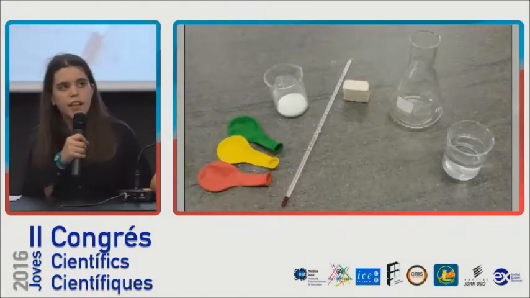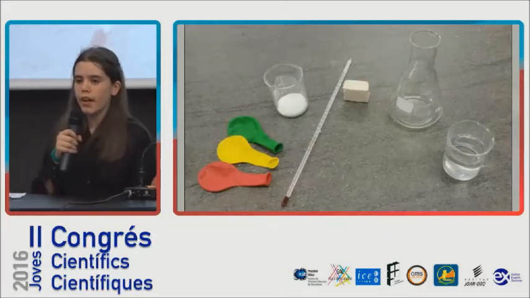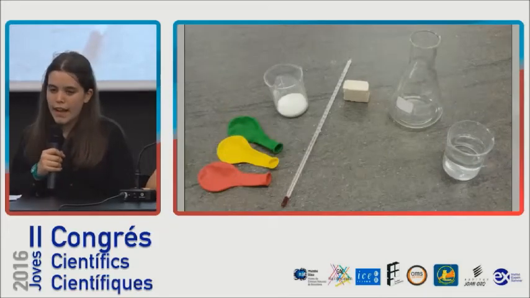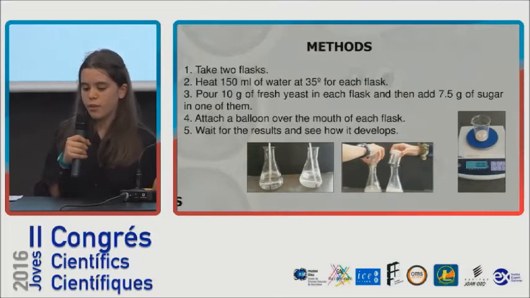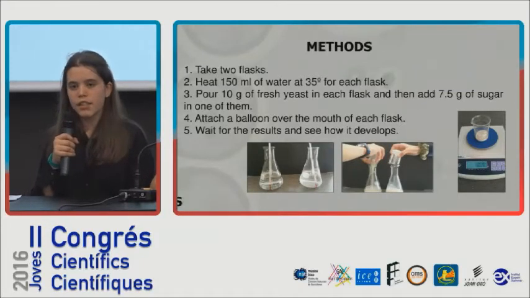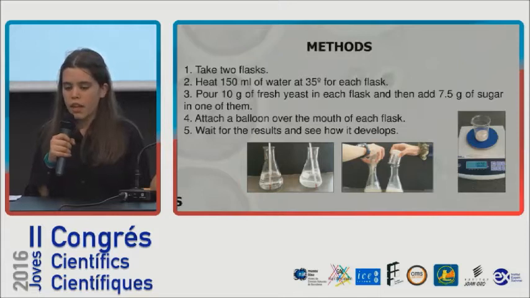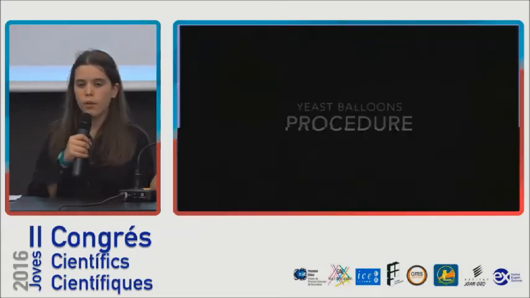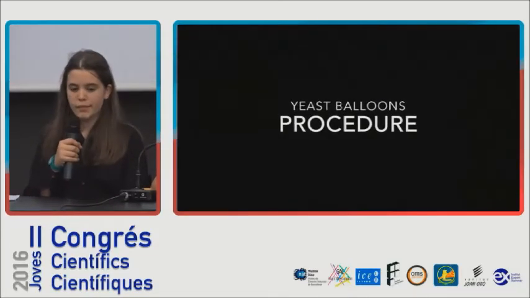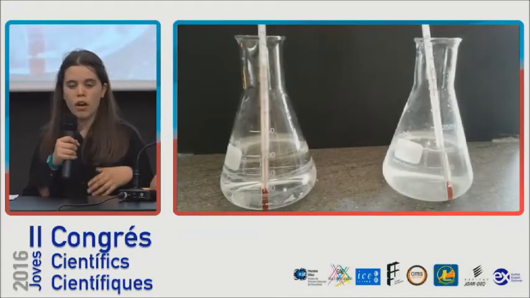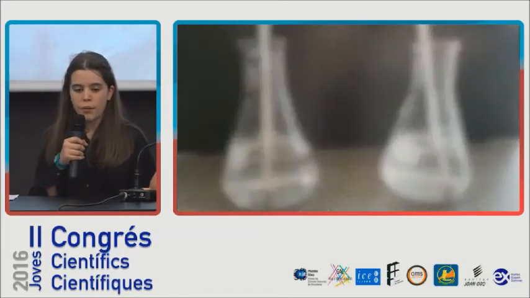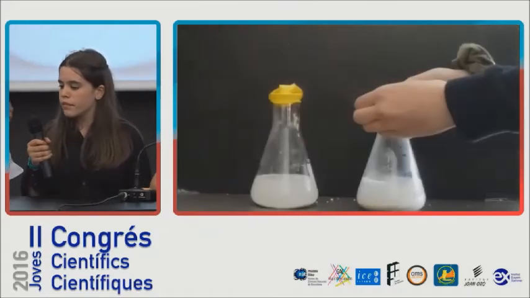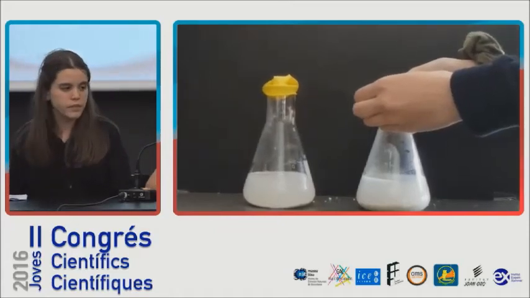Here you can see the materials that we needed. The most important ones were sugar, yeast, and also balloons. And well, we did two mixtures. The first one with yeast and water, and the second one with yeast, sugar, and water. In both cases, the water was at 35 degrees, and then we attached a balloon over the mouth of each flask, and we waited for some minutes to see if sugar feeds yeast. Well, this is a process, as Blau has just explained.